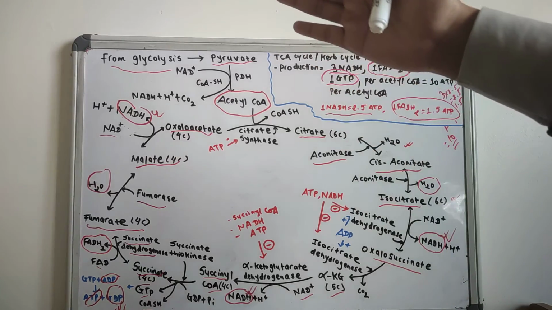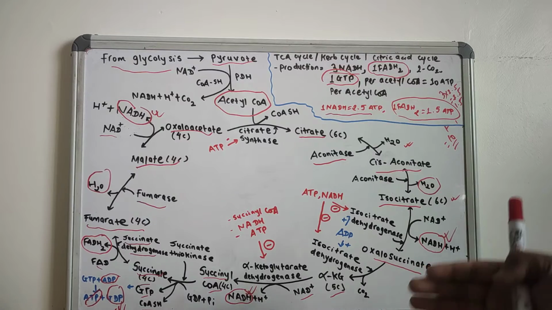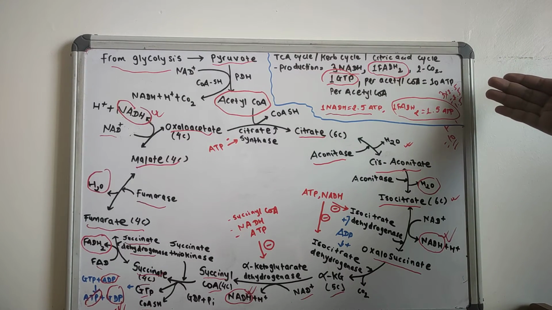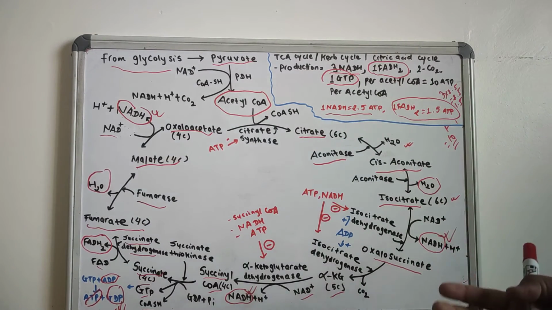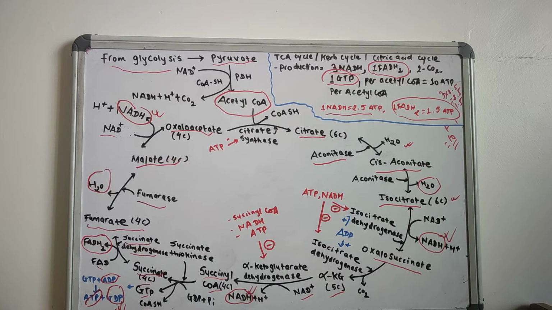So we have learned about the detailed cycle, how these cycles occur. We also learned about the ATP production in the citric acid cycle. We also learned about the regulation of the citric acid cycle, how the citric acid cycle is regulated.